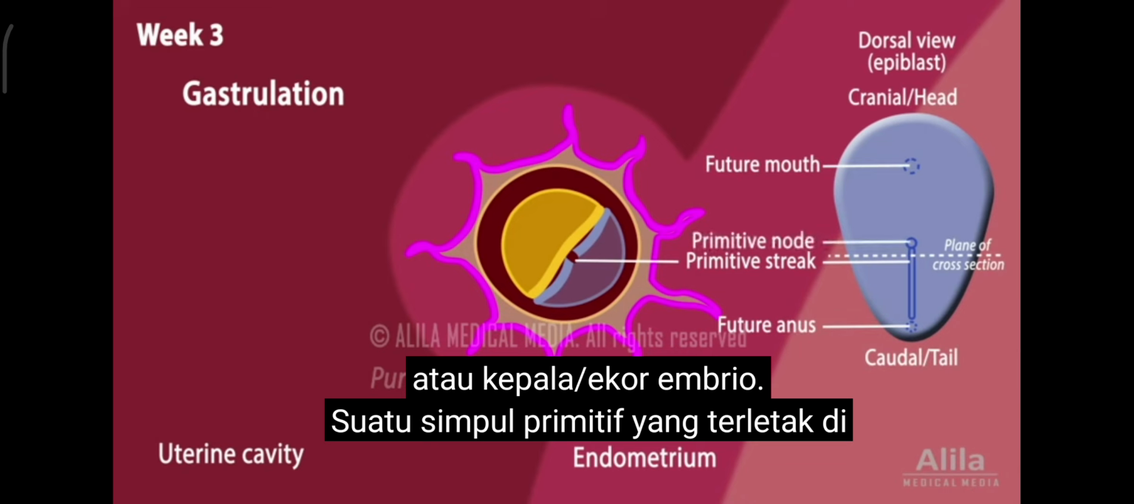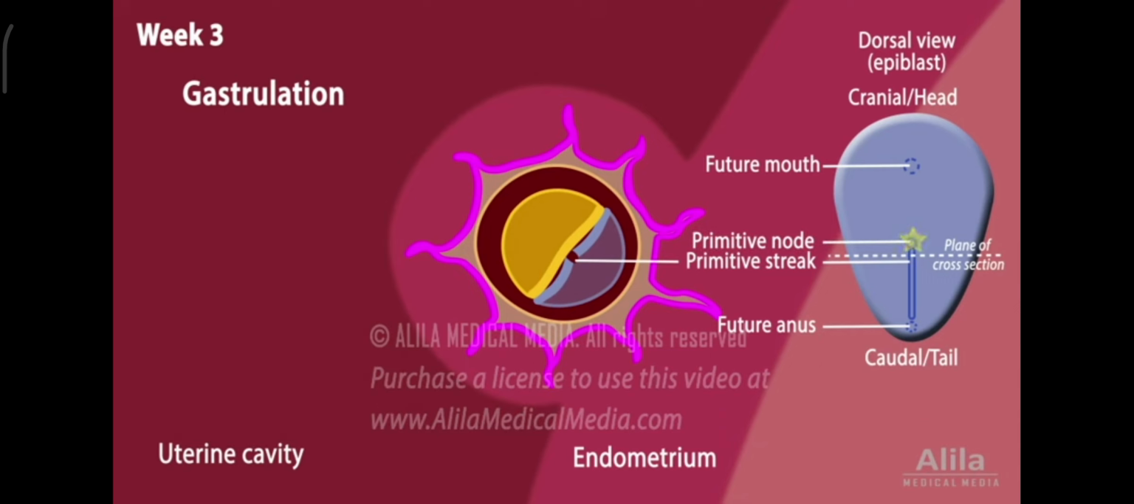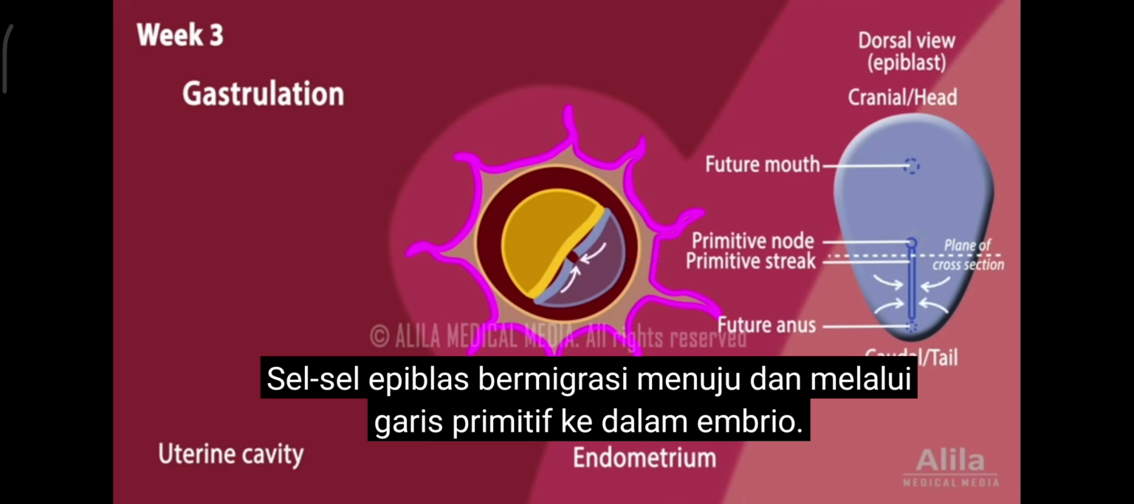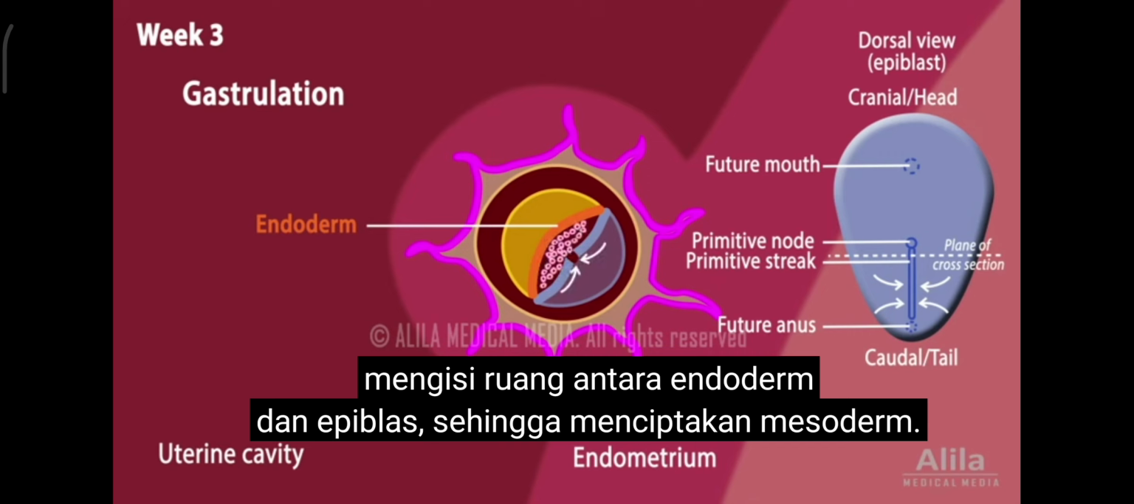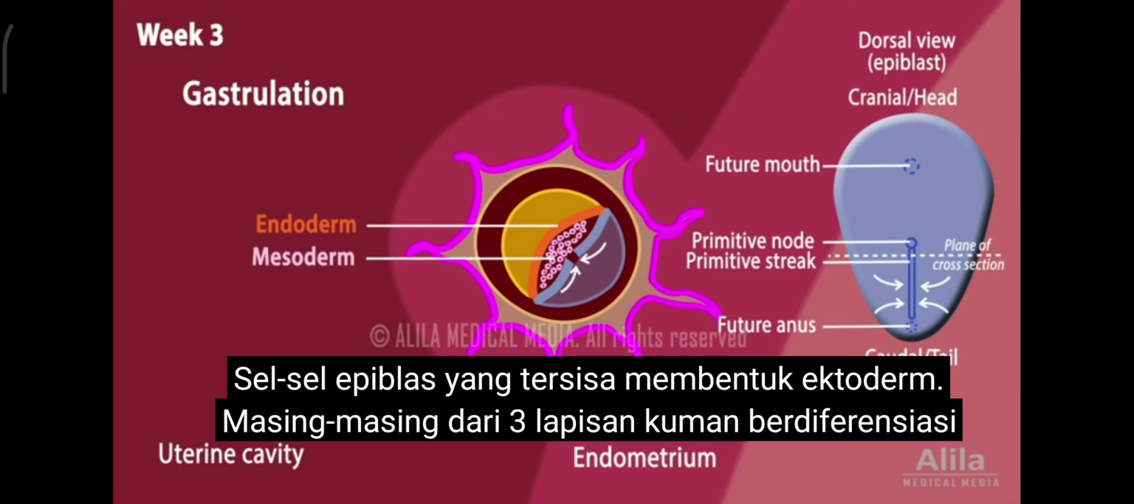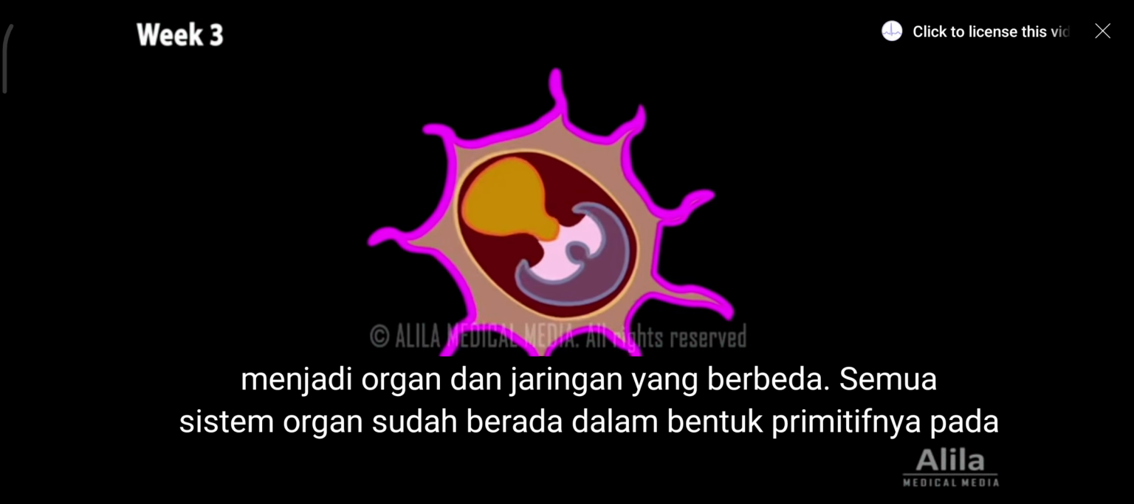A so-called primitive node at the cranial end of primitive streak produces signaling factors that control the movement of cells. Epiblast cells migrate toward and through the primitive streak into the embryo. The first set of cells displaces the hypoblast and forms the endoderm. The second set of cells fills in the space between the endoderm and epiblast, creating the mesoderm. The remaining epiblast cells form the ectoderm. Each of the 3 germ layers differentiates to become different organs and tissues.